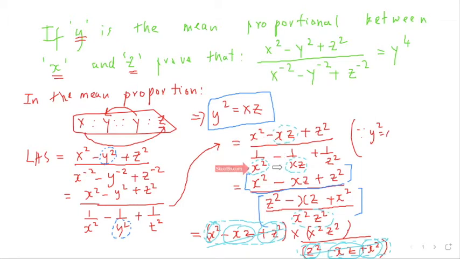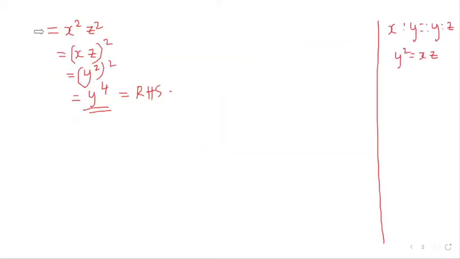And then what did I do? I took the LCM, and I wrote it in such a way that it was easy for me to find the common term and cancel it. That's all that was there. On the next page, I simplified it and wrote the x squared z squared as y to the 4th power.